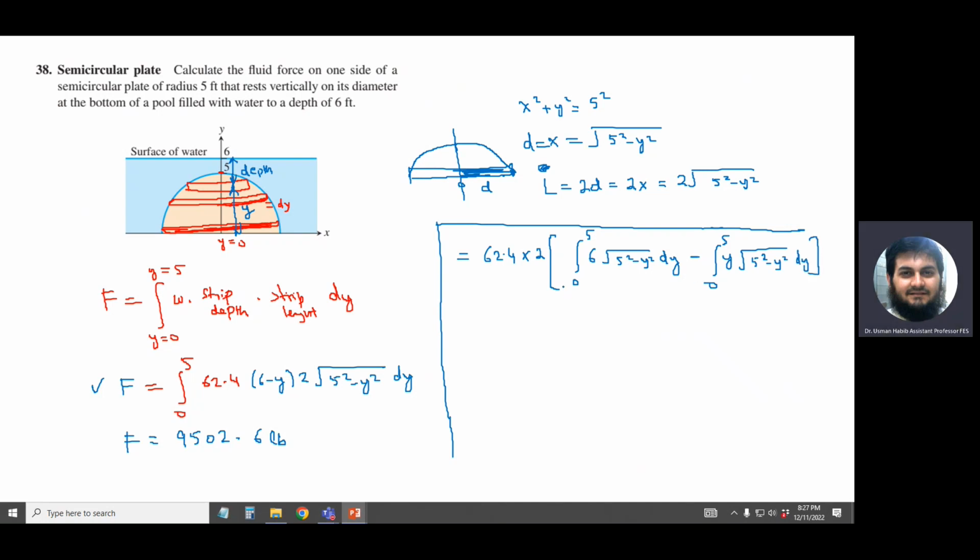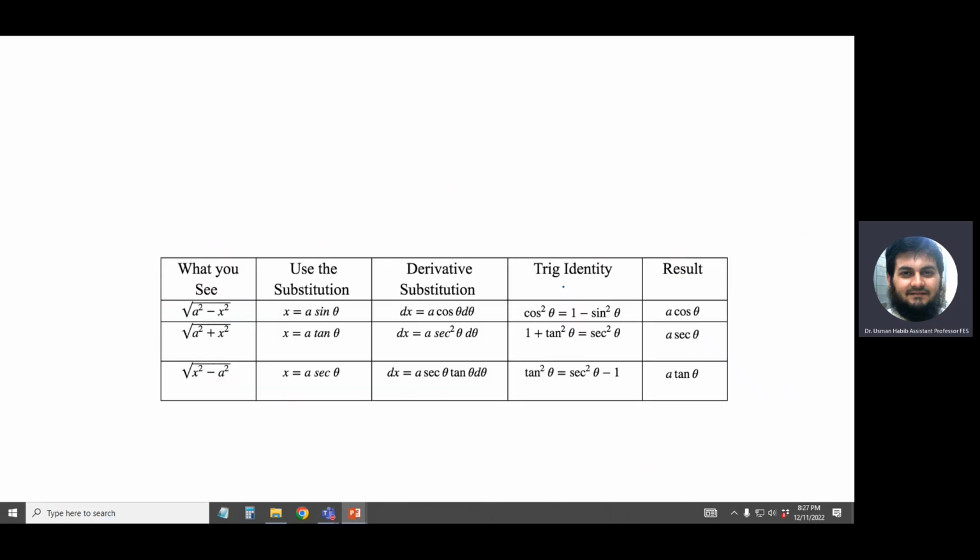So you might remember from chapter 8 that we can use the method of geometric substitution. Let's look at this table. The first one says if you see something under root a square minus x square, where a is a constant, we use the substitution x equals a sine theta. Then be ready that you're going to get dx equals a cos theta d theta.